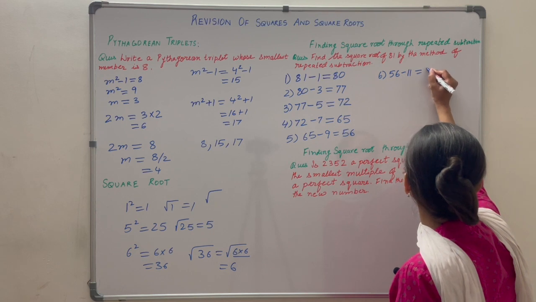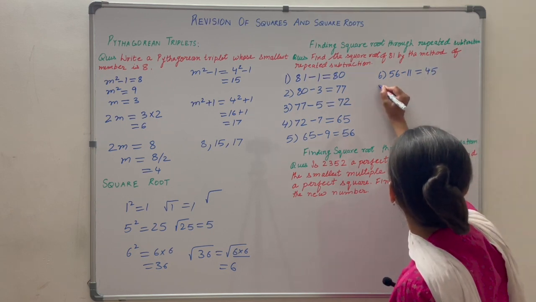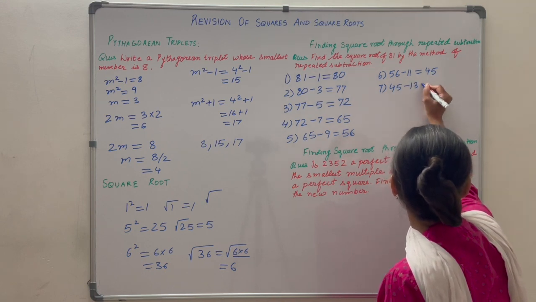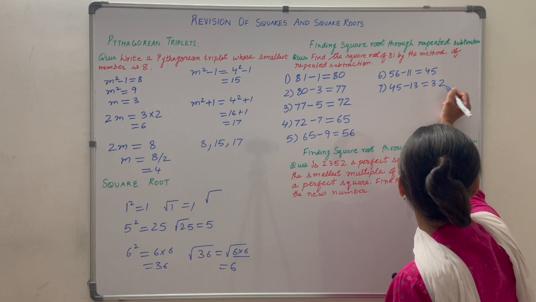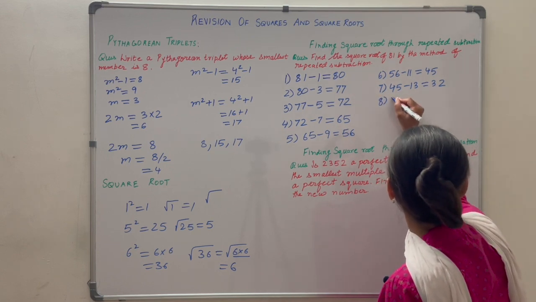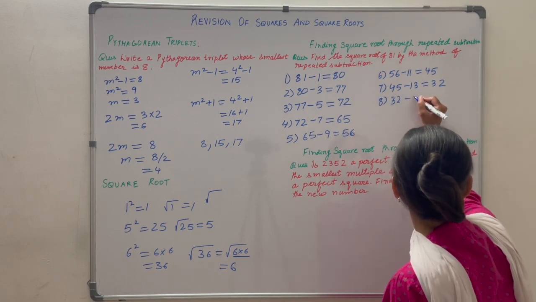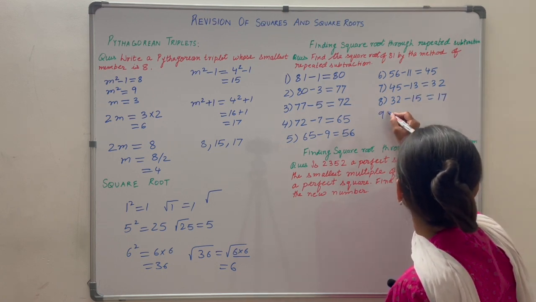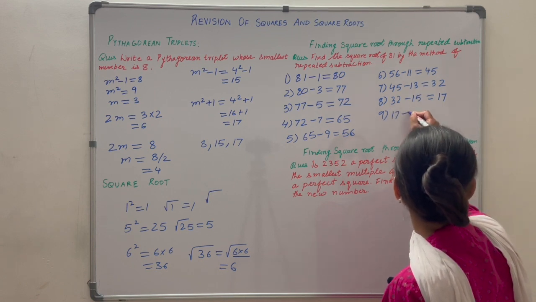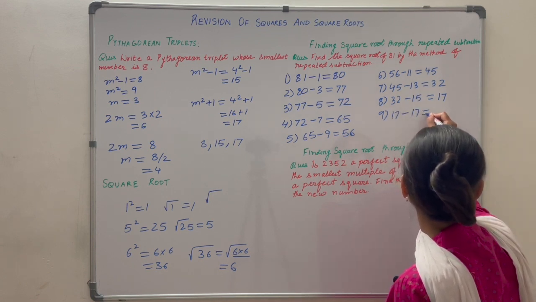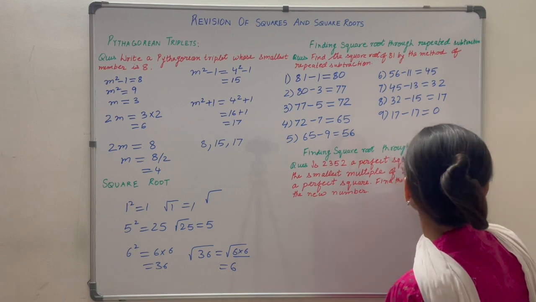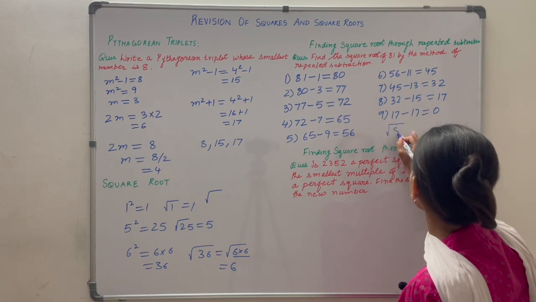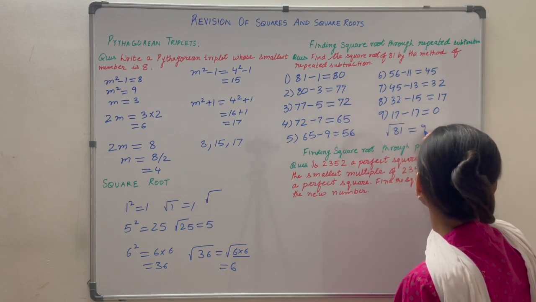So here you get 45. From 45 you need to subtract the next odd number, 13. So you get 32. From 32 you need to subtract the next odd number, 15. So you get 17. From 17, the next odd number after 15 is 17. So 17 minus 17 is 0. So in how many steps did you reach 0? 9 steps. So the square root of 81 is 9.